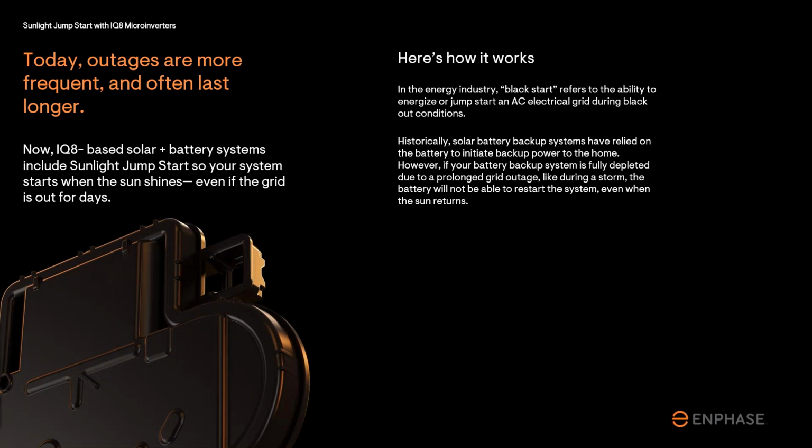Typical AC-coupled battery systems rely on the battery to initiate backup power to the home. And problems can arise if a battery gets fully depleted overnight, because the next morning it may not have enough power to initiate the microgrid and allow the solar panels and inverter to wake up and start producing power, even if it's sunny.